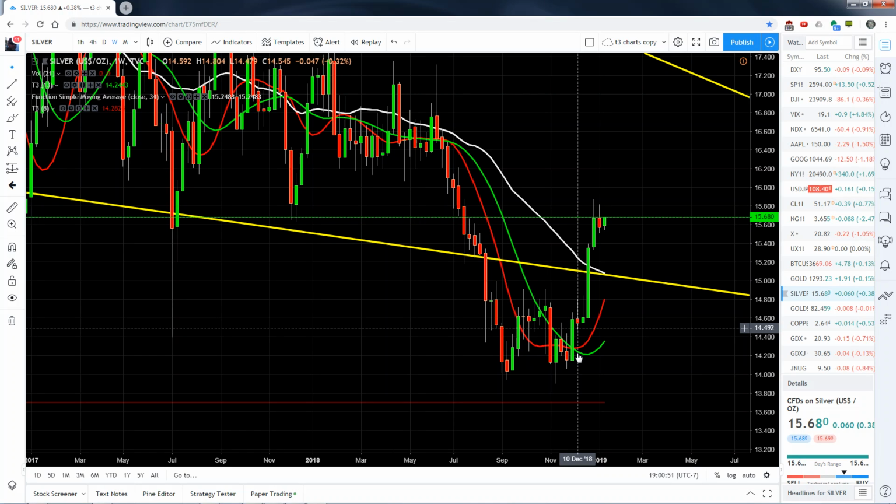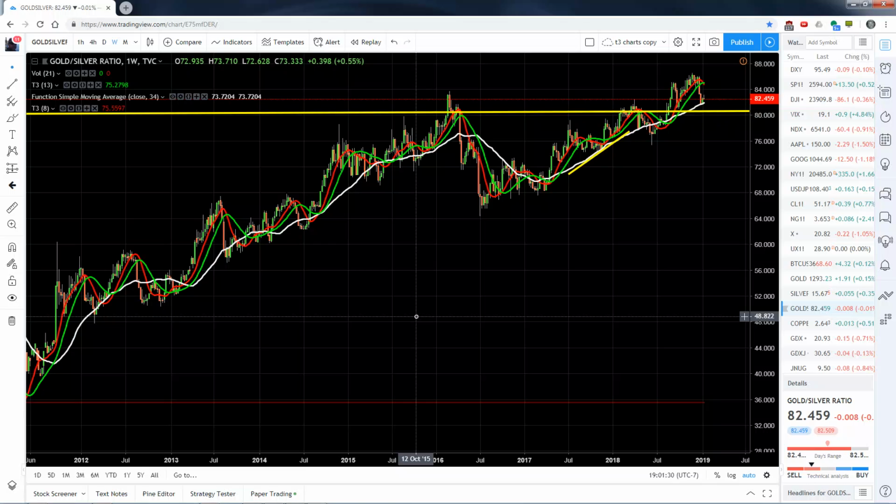I can't believe I missed the high on the gold-silver ratio. 86.5, let's just call it. 86.5 ounces of silver per 1 ounce of gold. That is a treasure. I wish I would have saw that. I remember how high it was at 83. Now it beat the record.